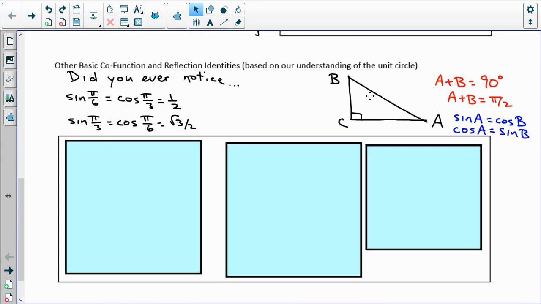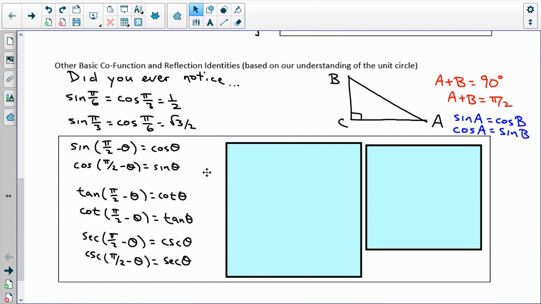Now, as we extend it to the unit circle, we do draw the right triangle on the coordinate plane, but we don't always think about it in terms of right triangles anymore. But that doesn't mean that it's not still true when we're dealing with angles that are off by 90 degrees from each other. So remember that pi over 2 is like 90 degrees. If I take 90 degrees and subtract the angle, if I do sine of that, I get cosine of that angle. And that is basically what this was saying.